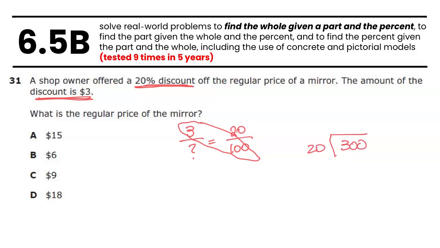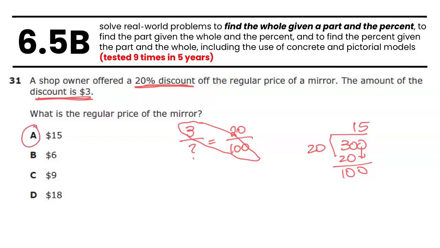20 won't go into 3, but it will go into 30 one time. That will be multiplied by 20 to give me 20. 30 minus 20 is 10, and then drop down my 0 to give me 100. 20 will go into 100 5 times, and so we see that the regular price of the mirror is $15.